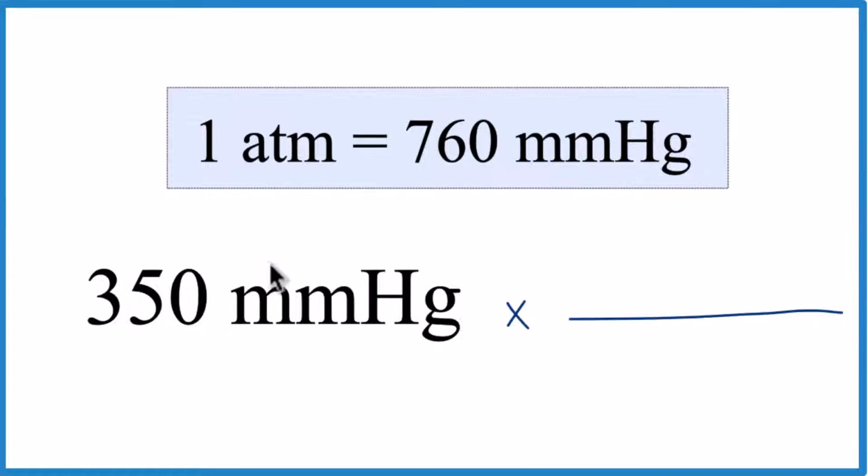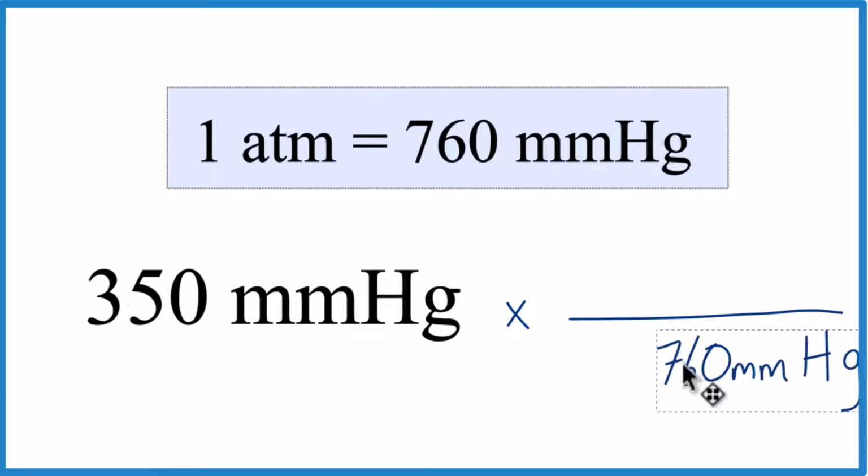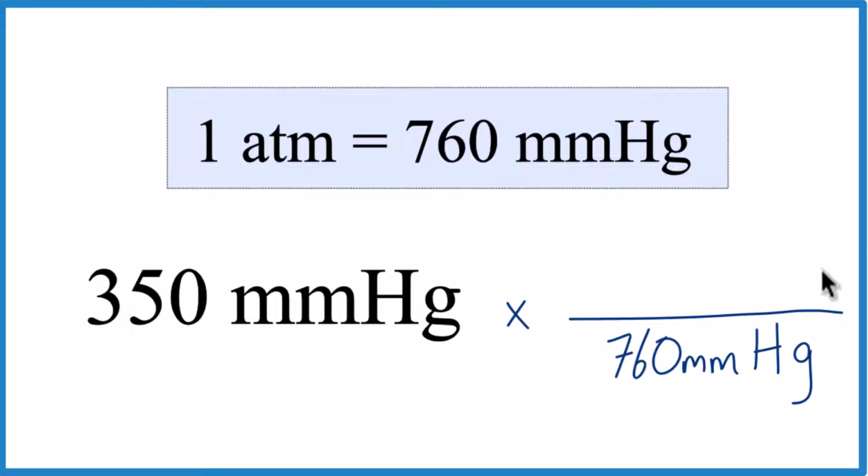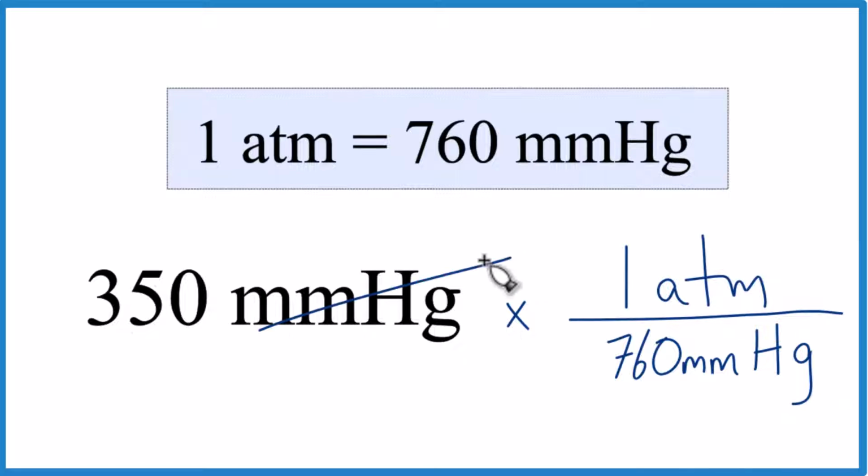Since we have millimeters of mercury here, we want to cancel that out. We're going to put 760 millimeters of mercury in the denominator, and then we want to end up with atmospheres, so the 1 atmosphere, we're going to put that in the numerator. So that's our conversion factor. And when we multiply, millimeters of mercury on the top and the bottom cancels out, leaving atmospheres. That's what we're looking for.